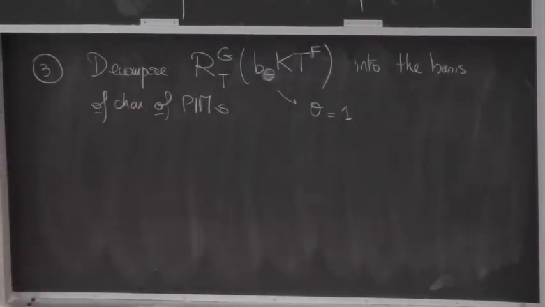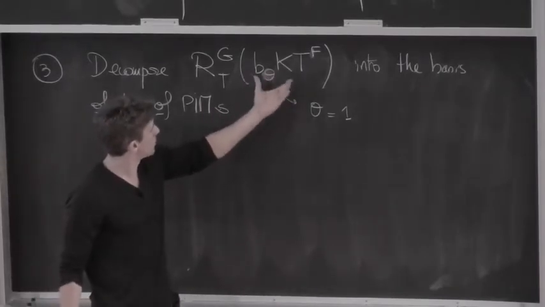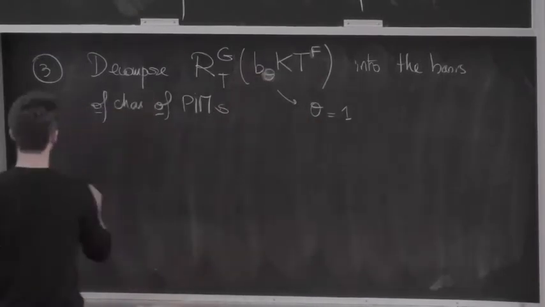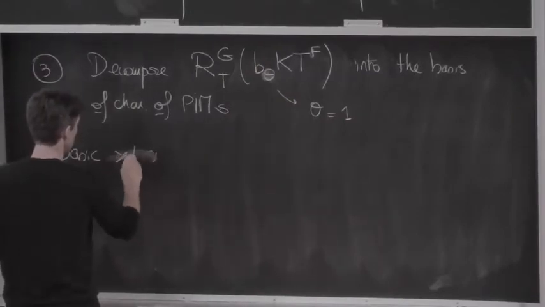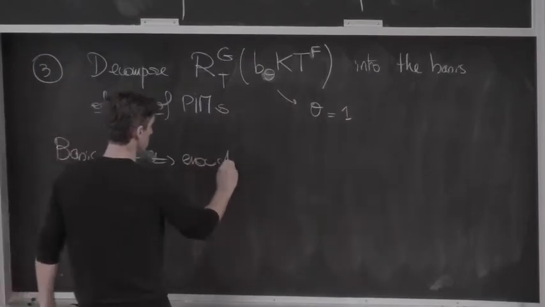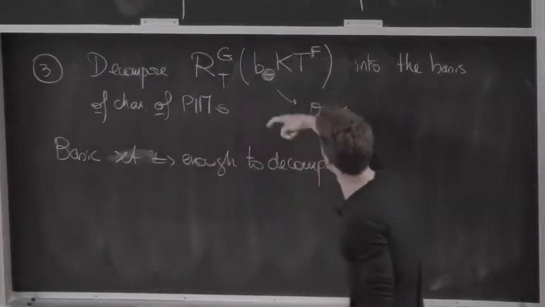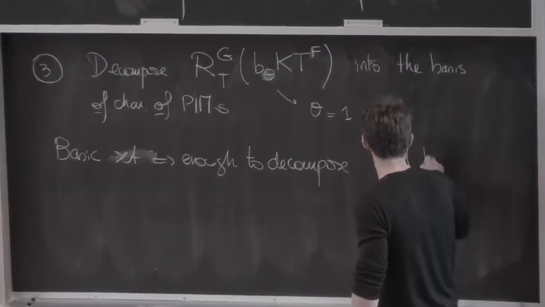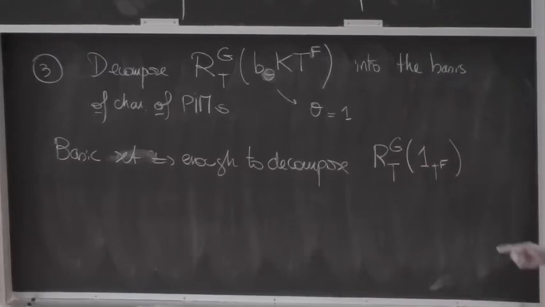What happens is all the characters in this block are non-trivial characters except this one. So when you induce them, you get something non-unipotent. Again, because of the basic set, it's enough to decompose not this whole big virtual projective character, but just the one corresponding to the trivial representation. Okay, so I'm going to do this. I have to switch the notation.